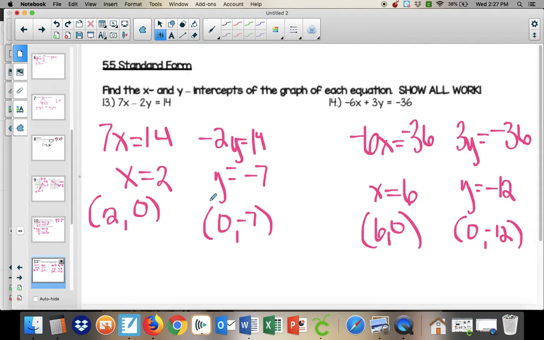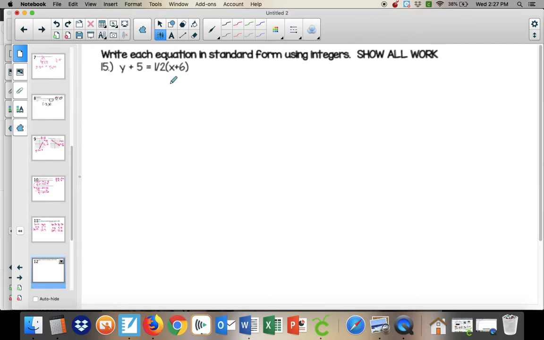You have x, 0, 0, y. Things you should be putting on your one-pager. This one, using integers. That means no fractions or decimals.